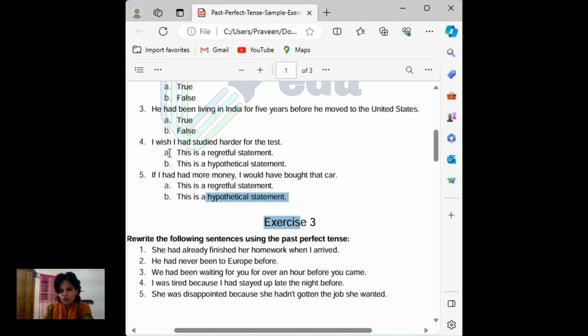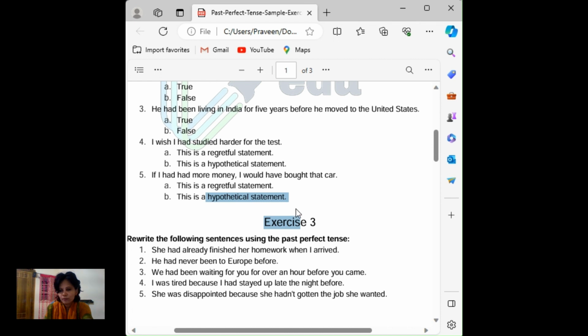Fourth one, I wish I had studied harder for the test. She is wishing that. We also sometimes wish I should have studied harder so that I could have scored more marks in the test. Like that, she's telling, she's feeling sad. So this is a regretful statement. She feels sad about her marks. Maybe she got fewer marks in her test. So that's why she's telling, I wish I had studied harder for the test. Now it's no use. So she's feeling sad for her marks, maybe.